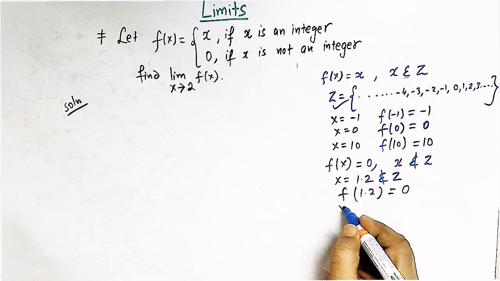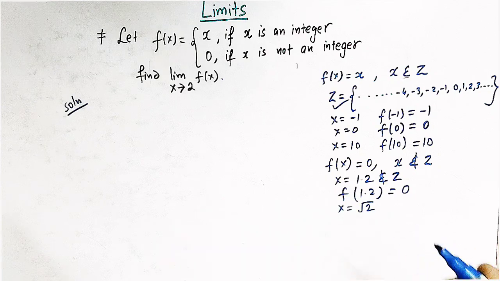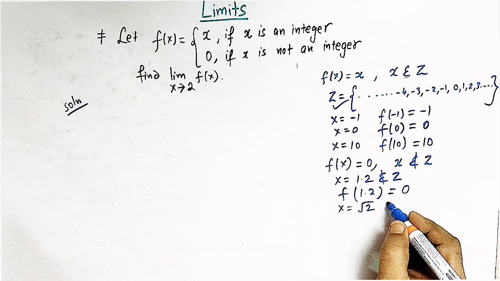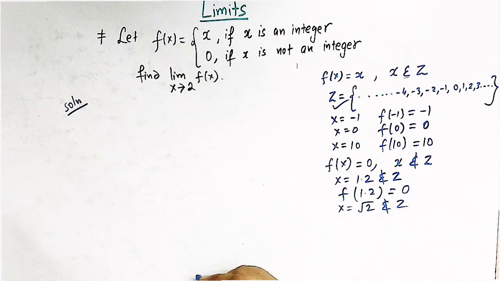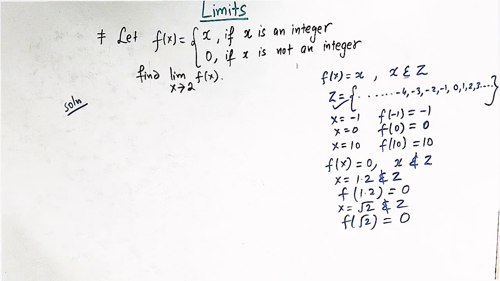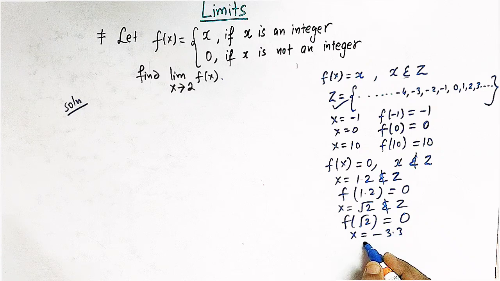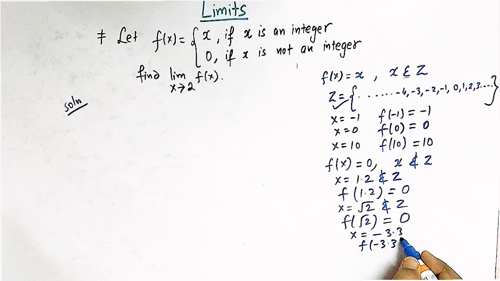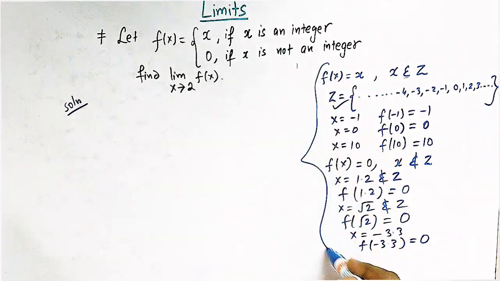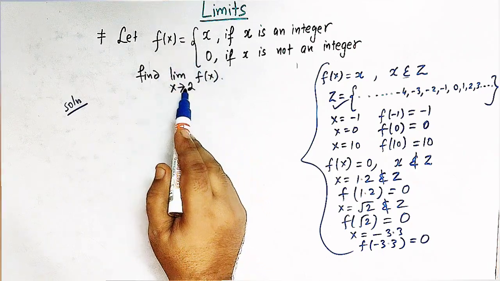And similarly, if we have say x is equal to square root of 2, now square root of 2 is an irrational number and it does not belong to the set of integers. So the image of f of square root of 2 is again a 0, right? And similarly, if we take say x is equal to minus 3.3, then the value of f of minus 3.3 is equal to 0, right? So this is the meaning of this function f of x, right? Now let us find out this limit.